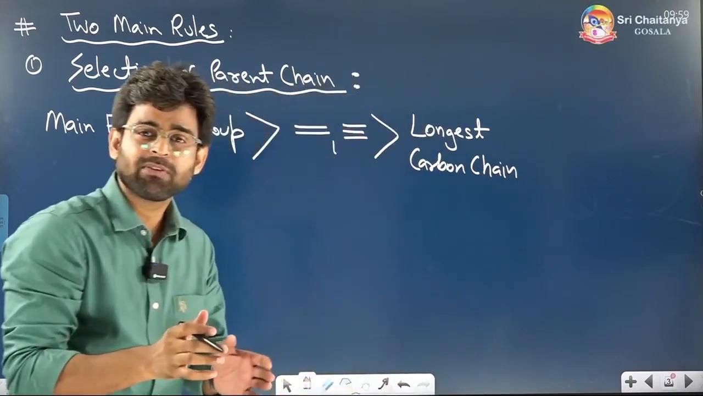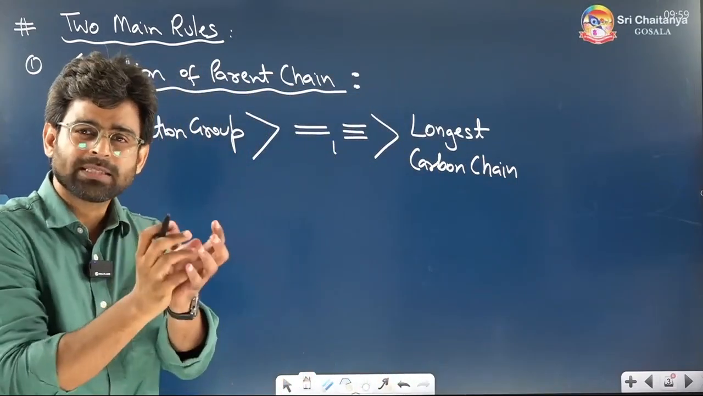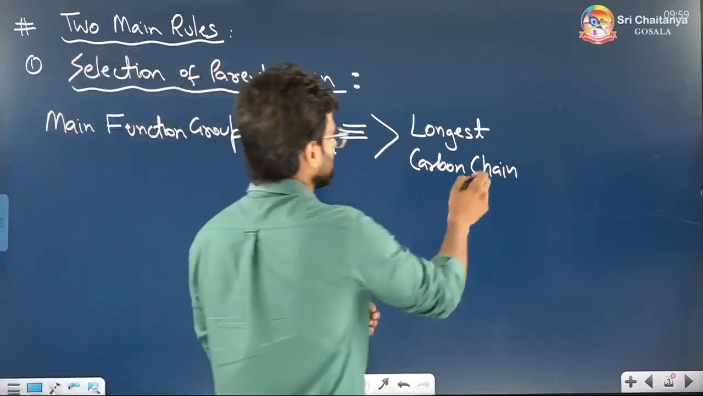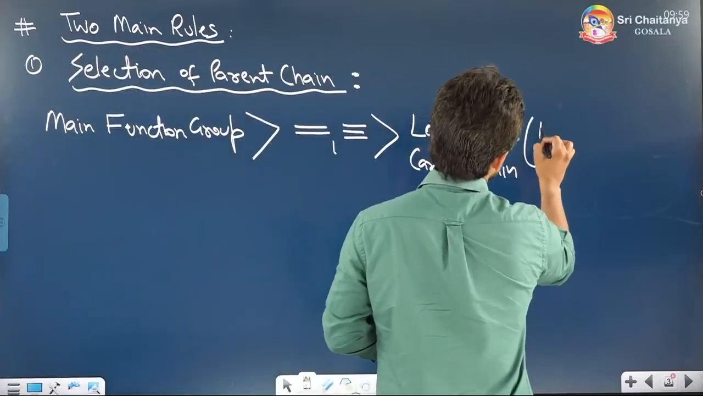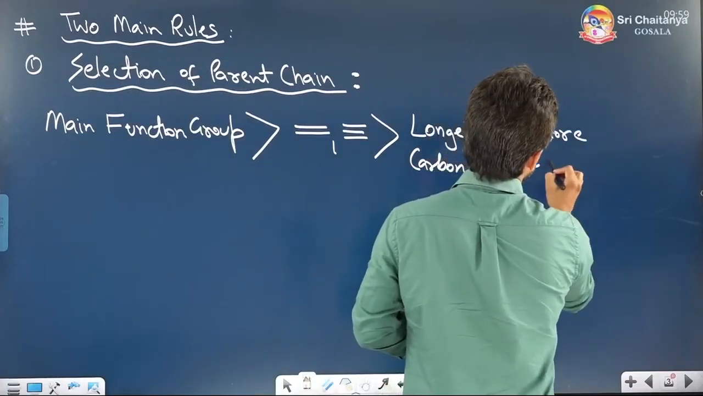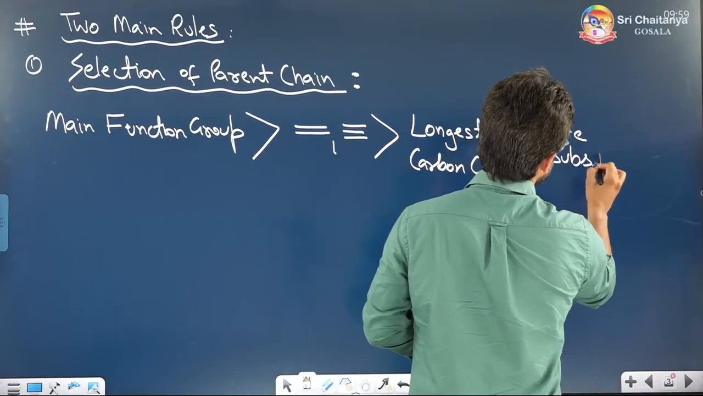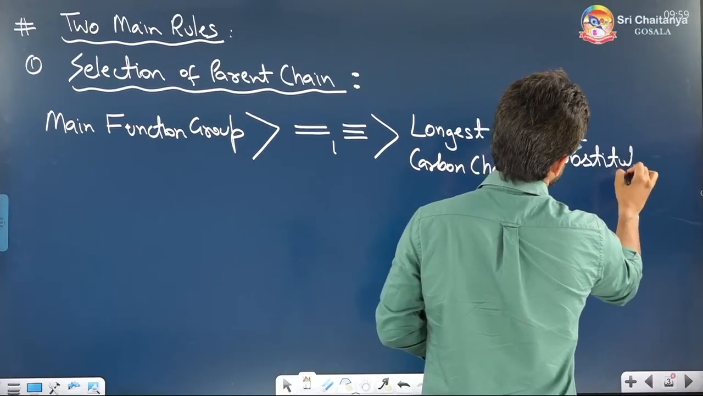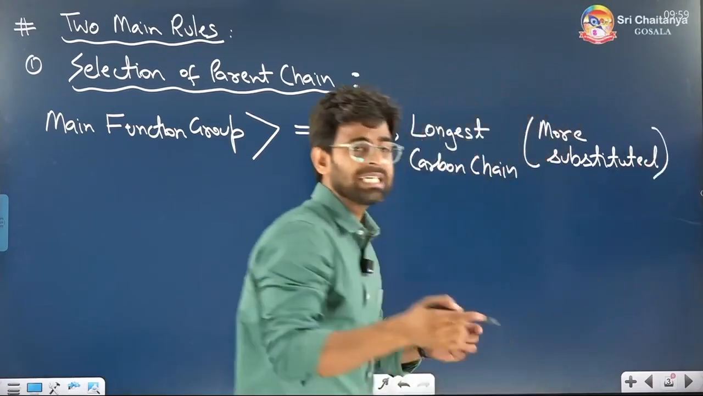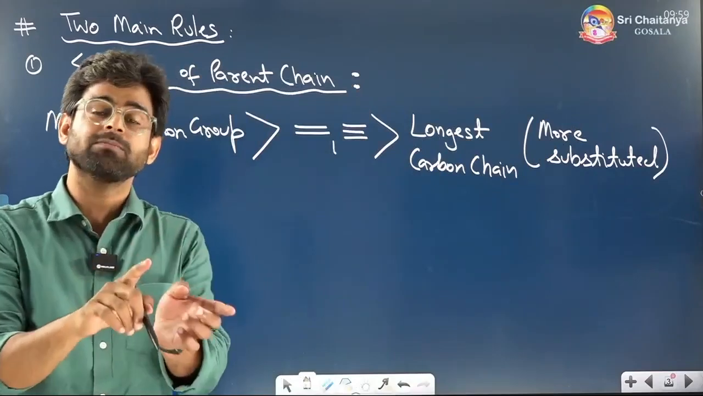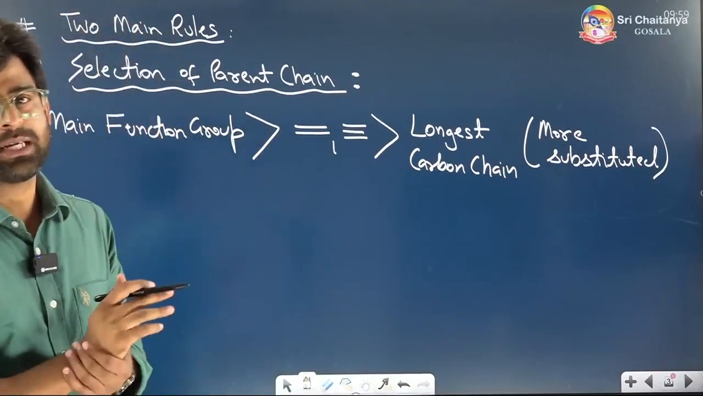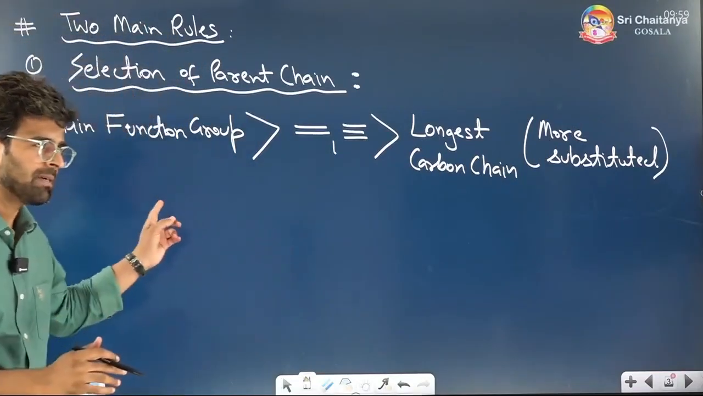If by chance we get two chains of the same length, then which one will I take? The more substituted one. If we have two chains with the same length, then I will take the more substituted one, meaning the one with more substituents. Okay, I will take an example step by step, everyone.